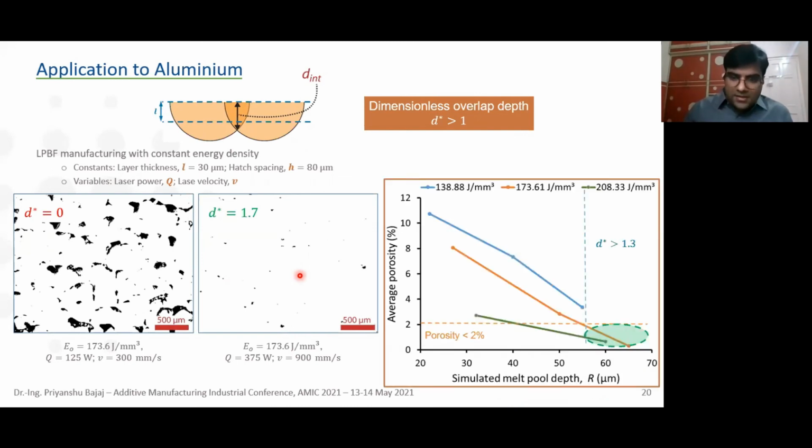If I were to plot these results, you see that these three lines are all with constant energy density, only changing the ratio of power to scan velocity. And I see that I can get highly dense components, meaning more than 98% density here. And this is pure aluminum, more than 99.5% pure aluminum. I can only get highly dense components when my D star is greater than 1.3. And everything else, no matter the energy density, I get a lot of porosity.